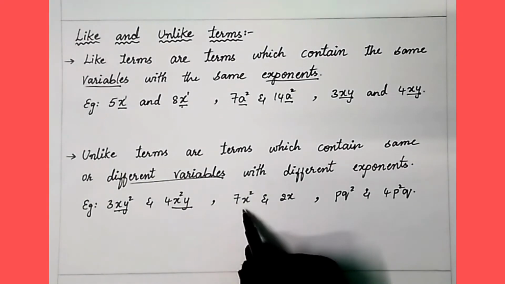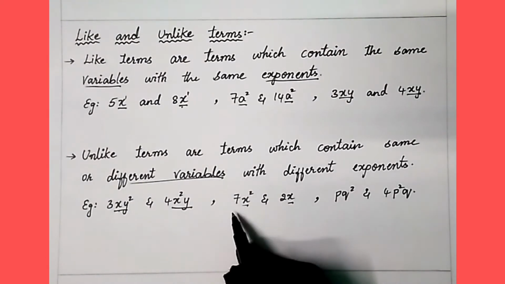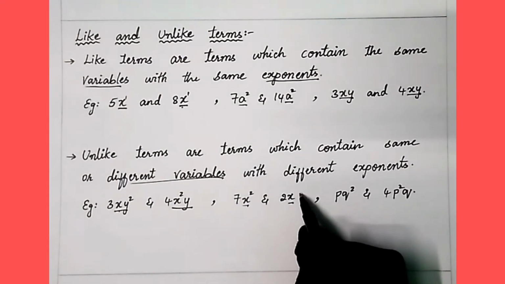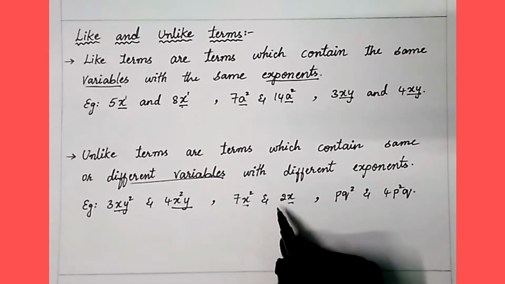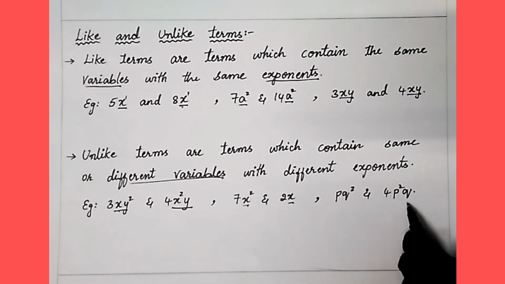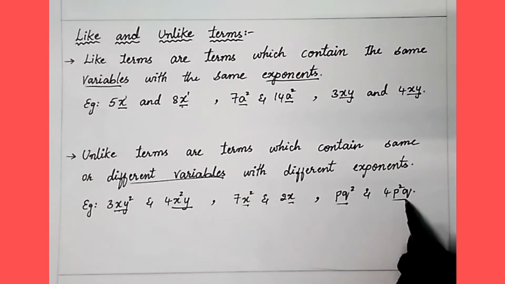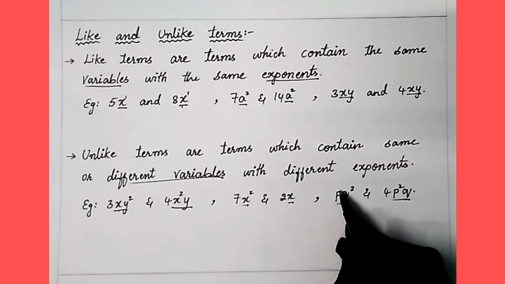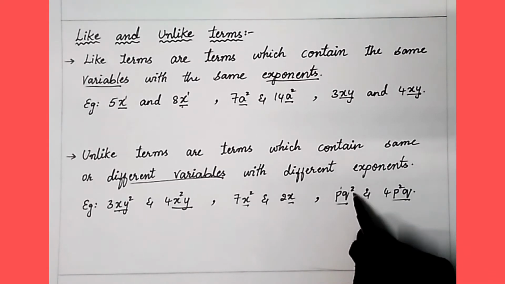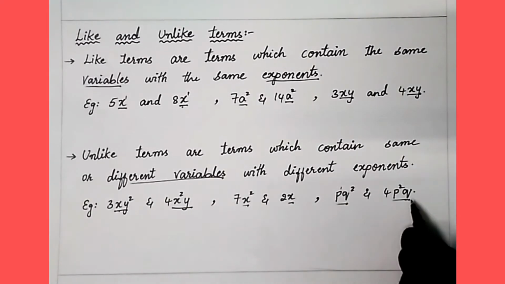That means these are the unlike terms. Next example is 7x^2 and 2x. Again the variables are the same, x and x, but here the exponent is 2 and here the exponent is 1. That means these two are unlike terms. Next is pq^2 and 4p^2q. Here also we have the variables p and q, but here the exponent of p is 1 and the exponent of q is 2. And here p is 2 and q is 1. That means exponents are different.